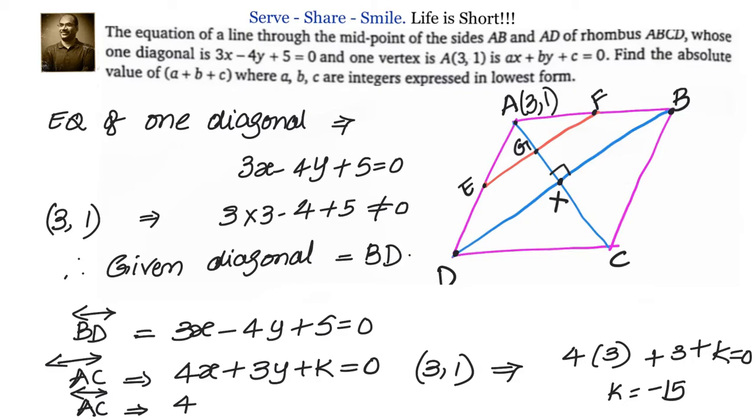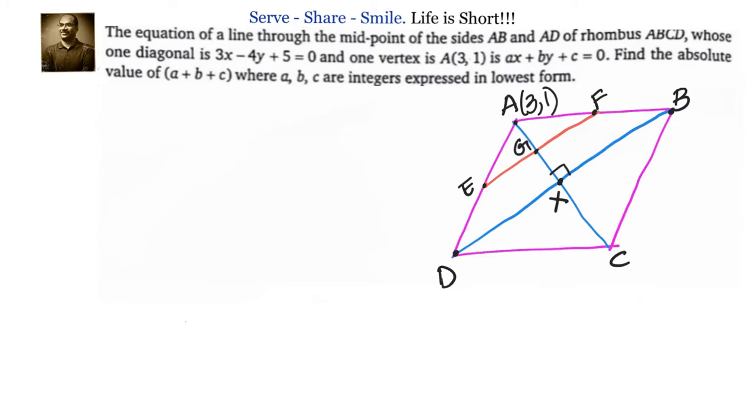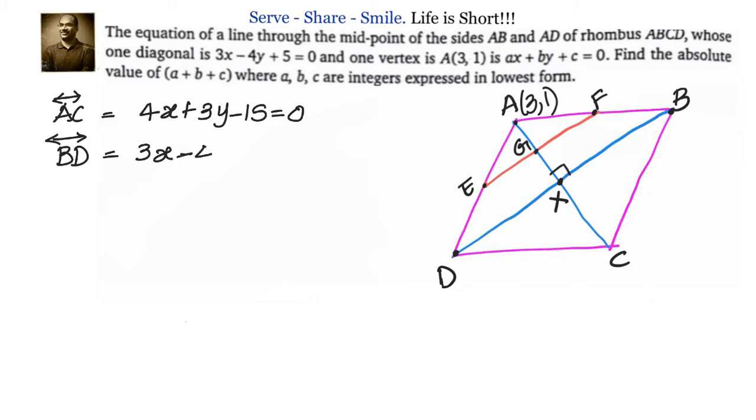Now we know the equation of BD is 3x minus 4y plus 5 equals 0, and the equation of AC is 4x plus 3y minus 15 equals 0. Why can't we find the point of intersection of AC and BD so that we can get the coordinates of X? You can solve this by any one of the methods: substitution, elimination, or cross multiplication. When you do that, we can find the coordinates of X.